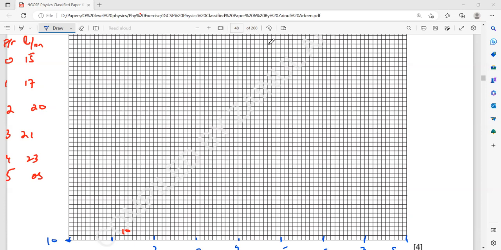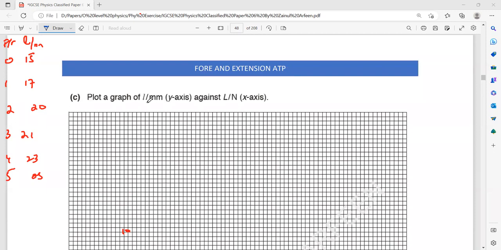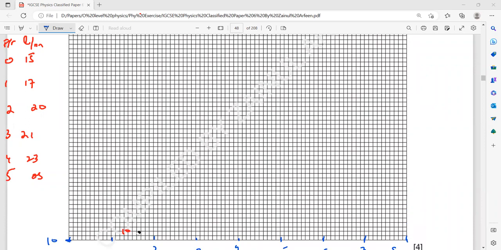But in this one, you don't have to select the dependent and independent variables because they already mentioned that length should be on y-axis and load should be on x-axis. So you just have to understand, like if I change load, length will change. So it means length depends on the load. So length is a dependent quantity.